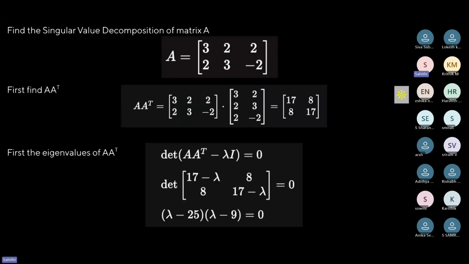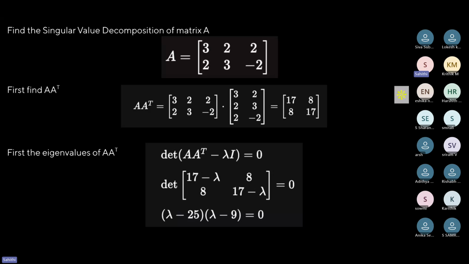So now let's do this with an example. Let's say we want to find the singular value decomposition of matrix A. The first step would be to find A A transpose. Once we find A A transpose, we get a 2 into 2 matrix whose elements are 17, 8, 8, and 17. And now we first find the eigenvalues of A A transpose.